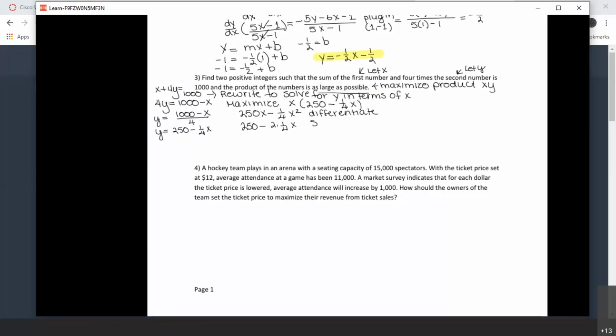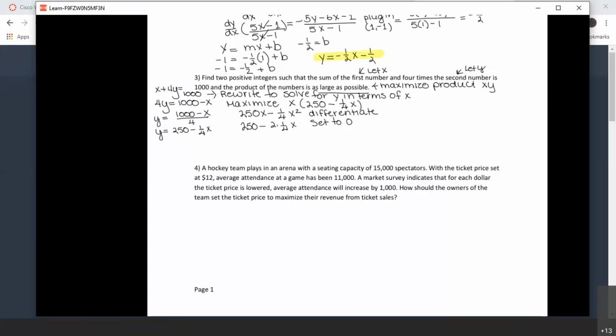Okay, and then set to 0. All right, everybody all right with that? Okay, why am I differentiating it? I need to find its maximum. Okay, how do you find a maximum?